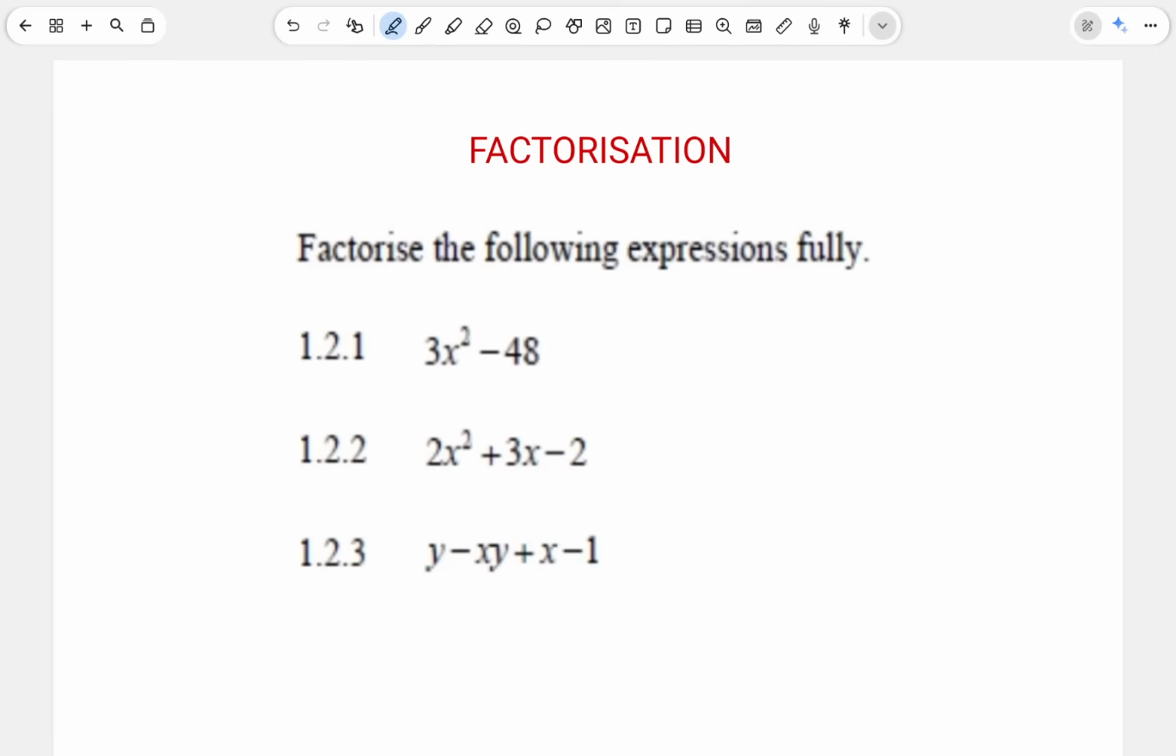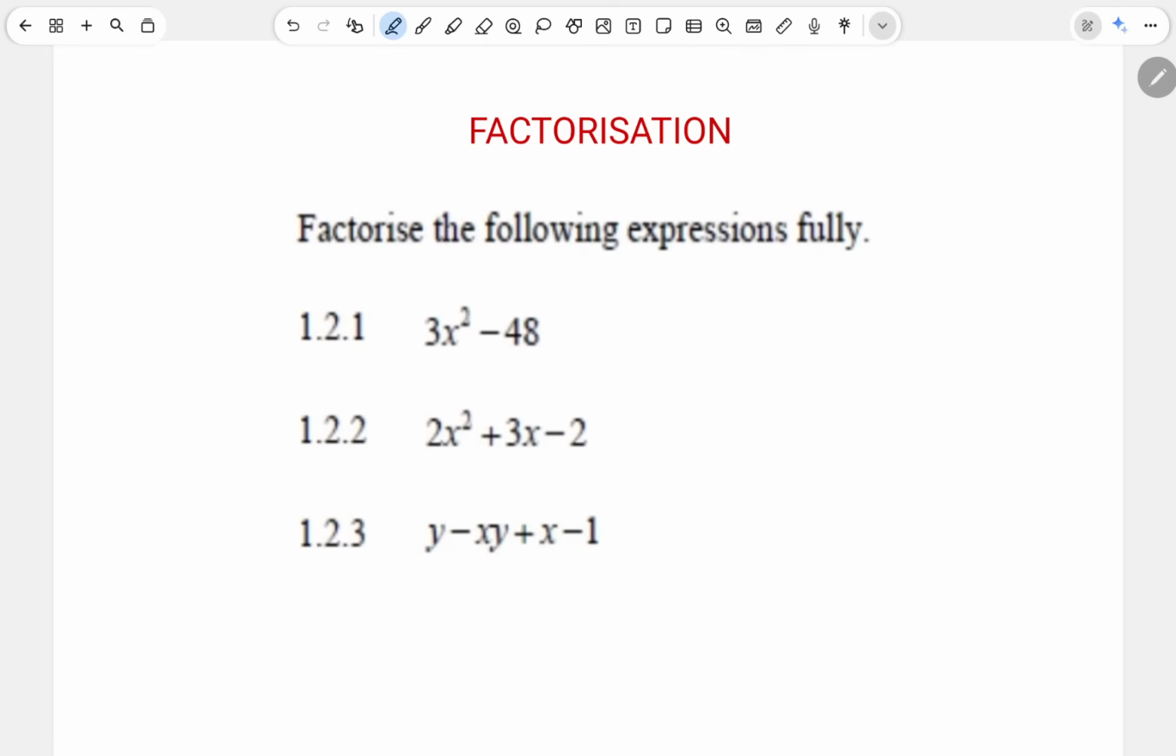In this video, we go through the full solutions of the factorization questions from the previous lesson. We cover common factors, trinomials, grouping method. Watch until the end and make sure you understand each step. Now, let's do this expression.